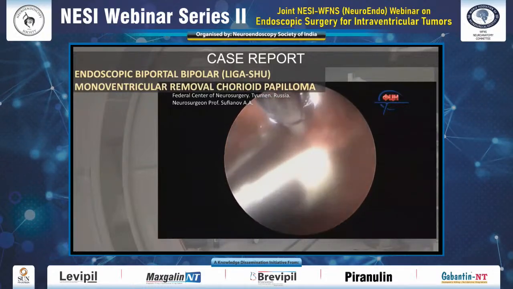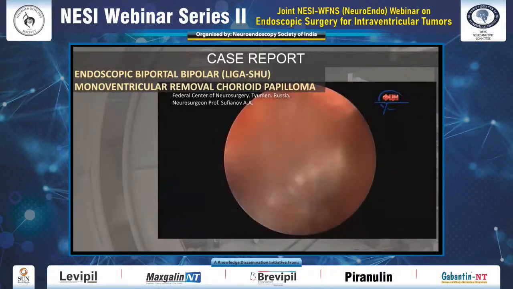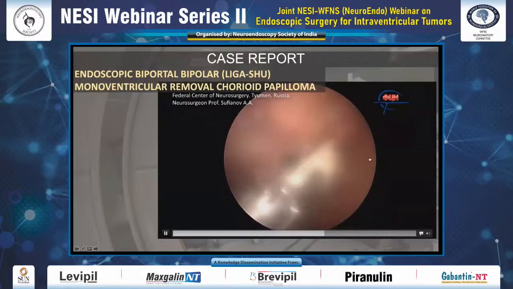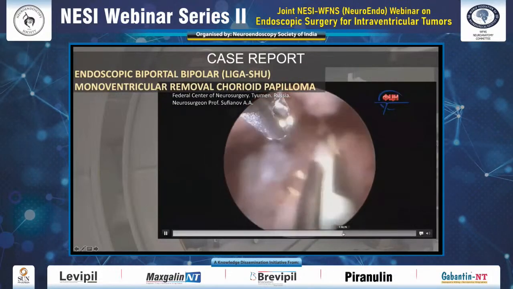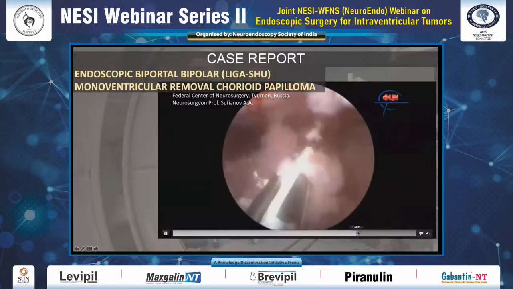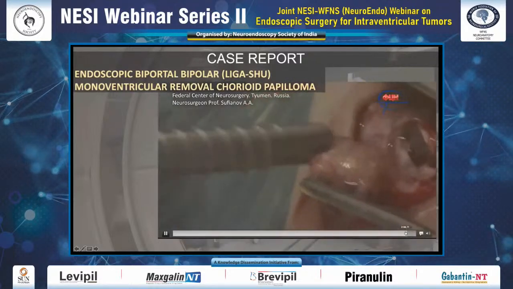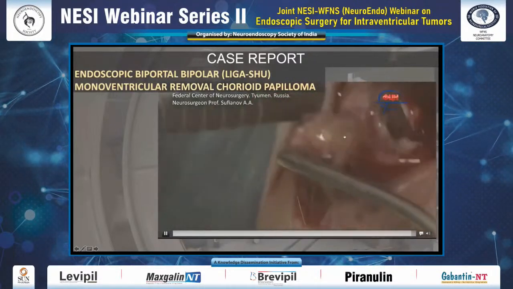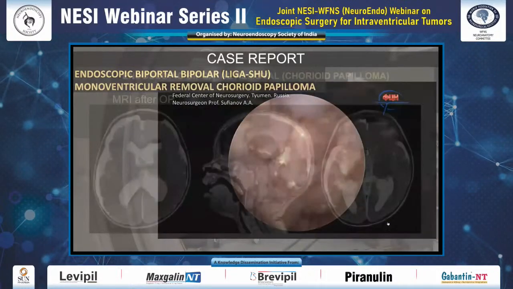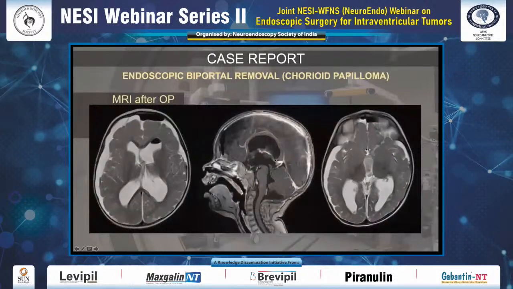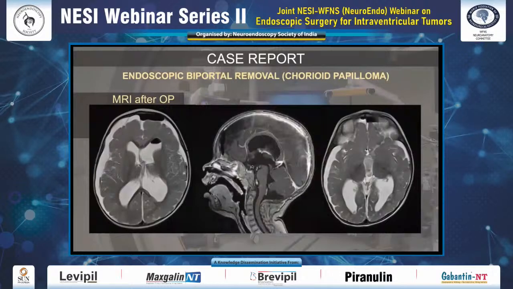And piece by piece, very safely, very fast, it is totally removed. I totally remove the tumor by this technique. You see bimanual work, very, very important. And you see this last piece, we remove, and this is the operation. You see the completely total pure endoscopic biportal removal of the tumor.